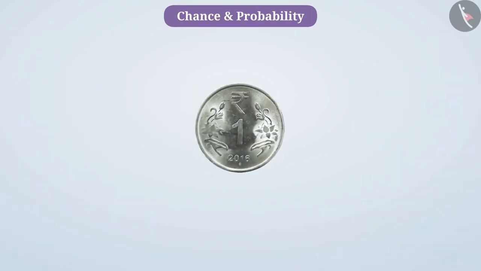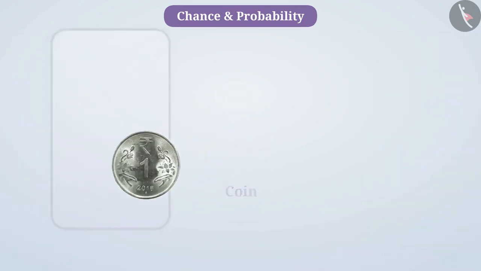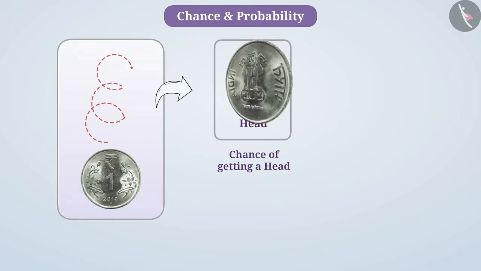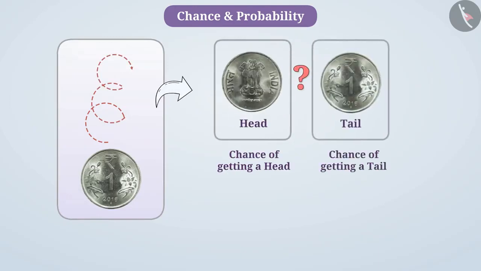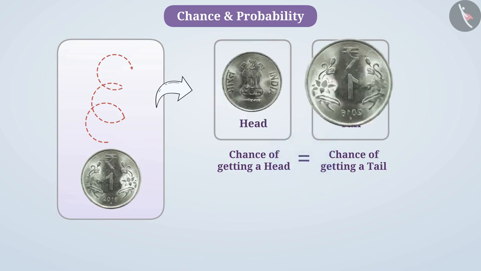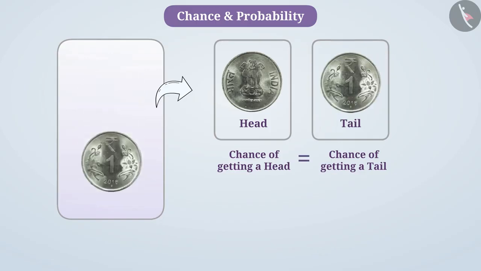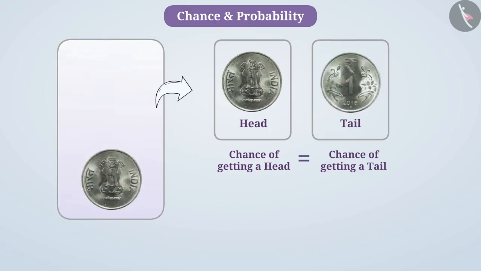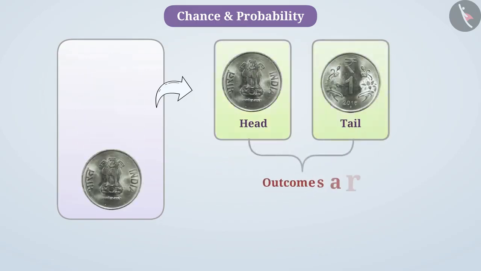Now think, if we toss a coin, whether the chance of getting a head will be greater or the chance of getting a tail will be greater. Think. On tossing a coin, the chance of getting a head is equal to the chance of getting a tail. We say that the outcomes are equally likely.